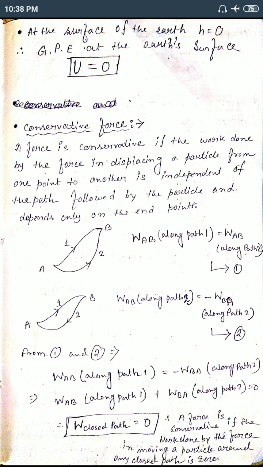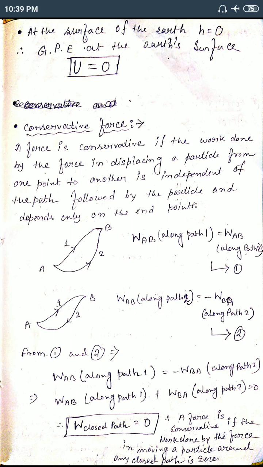Here we draw two diagrams. In one, the object starts moving from A and reaches point B. There are two paths, path 1 and path 2. In the first figure, the work done by the object along path 1, W_AB, is equal to the work done along path 2, W_AB, because both paths go from A to B. That's why W_AB along path 1 equals W_AB along path 2.